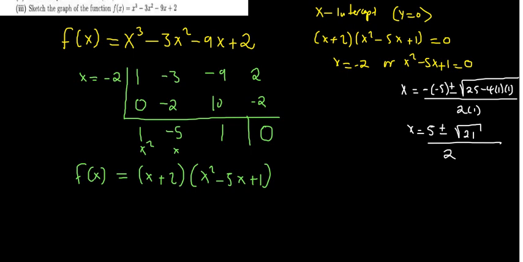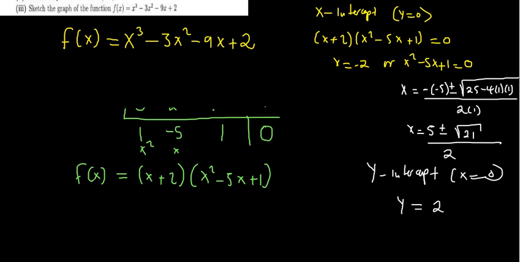And then the other thing that we can determine is the y-intercept. Now the y-intercept happens when x is equal to 0. So just get this constant. This is the y-intercept, meaning that y is equal to 2. At this point, we can sketch.